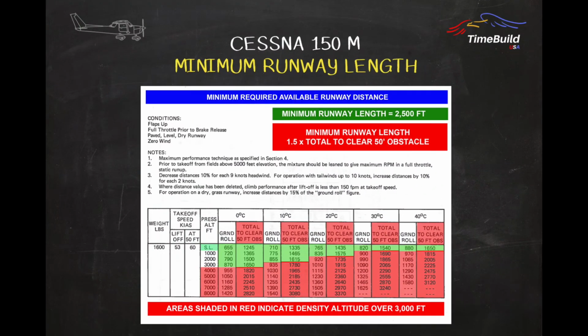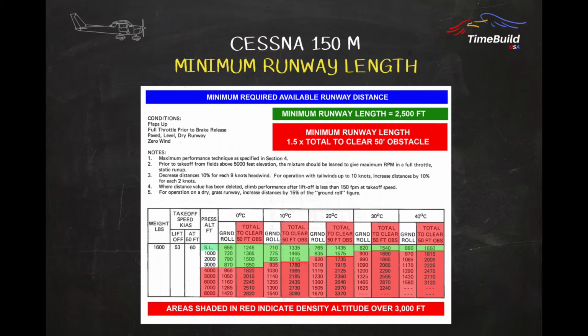In light of all the factors that can affect takeoff and landing performance, and in order to help our pilots manage the risks, TimeBuildUSA requires that pilots operate our aircraft from paved runways having at least 2,500 feet of available distance. It is recognized that operation at higher density altitudes increases takeoff and landing distance, and therefore an additional safety margin will need to be added to the 2,500 foot requirement under those circumstances.